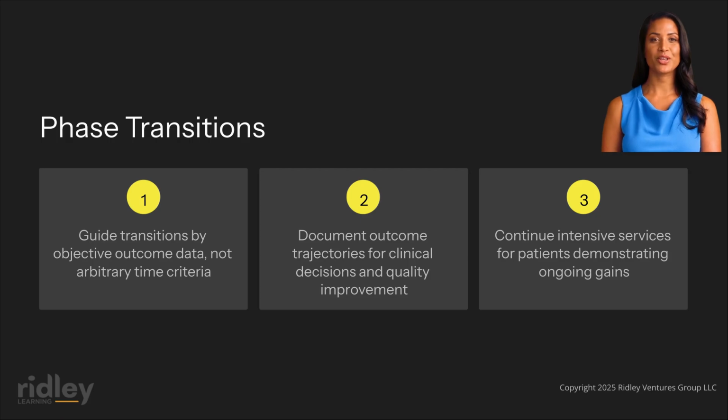The transition from one recovery phase to the next should be guided by objective outcome data rather than arbitrary time-based criteria, with patients demonstrating ongoing functional gains receiving continued access to intensive rehabilitation services regardless of time since stroke onset. Documentation of outcome trajectories supports clinical decision-making regarding therapy intensity, setting transitions, and intervention modifications, while also providing the data necessary for program evaluation and quality improvement initiatives.